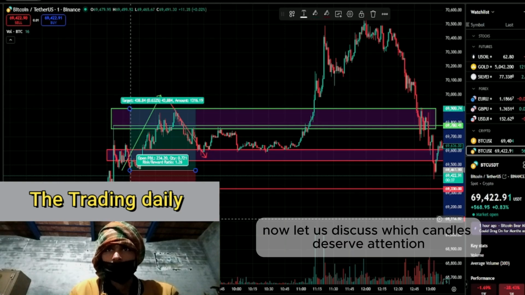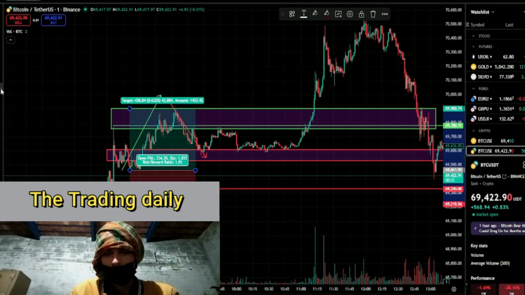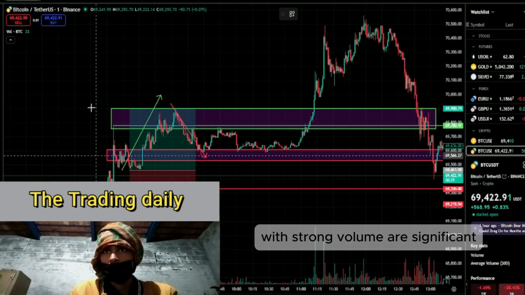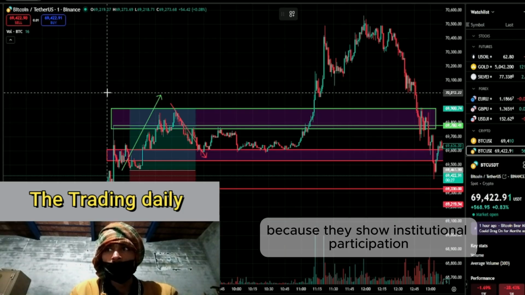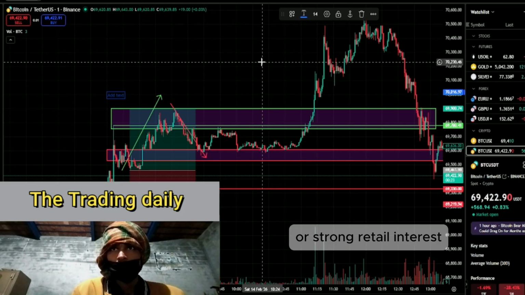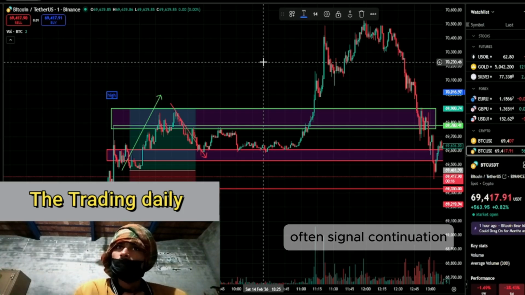Now let us discuss which candles deserve attention and which ones should be ignored. High momentum candles that break previous highs or lows with strong volume are significant because they show institutional participation or strong retail interest. Breakout candles with expansion in range and volume often signal continuation.